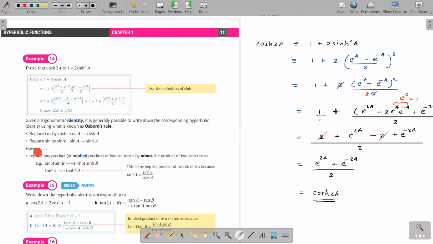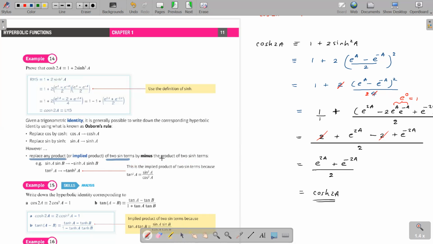However, okay, there's one catch here. Replace any product or any implied product of two sin terms. This is very important. Replace any product or implied product of two sin terms. Implied product means sometimes you'll have the product hidden. Okay, so I'll show you these implied products also, where you don't immediately see there's a product of sin, but it is inside. Okay, so I'll show an example for this later. So replace any product or implied product of two sin terms by minus the product of two sinh terms.